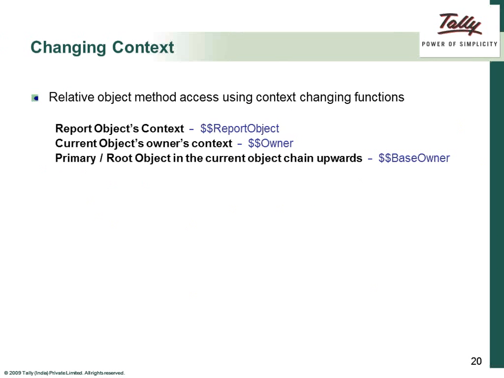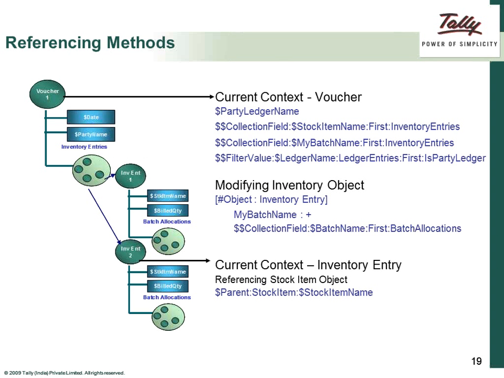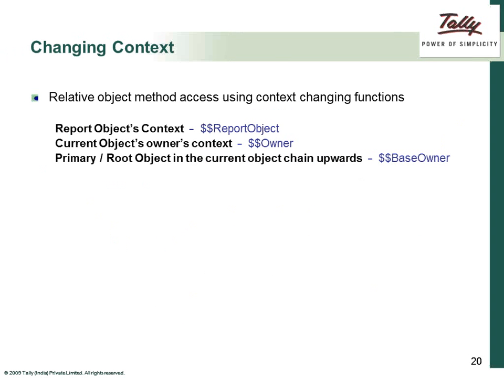Then we do have some relative objects. These functions allow me to traverse down the line. These functions allow me to traverse up the line. So there is something called the report object, which, being at the line level, allows me to connect to the object associated at my report level, and I can call the value. $owner allows me to move one level higher than the current object context and fetch the value.